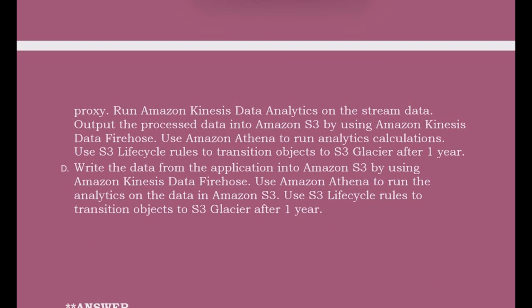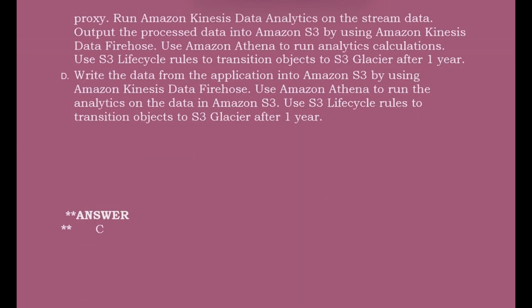Option D. Write the data from the application into Amazon S3 by using Amazon Kinesis Data Firehose. Use Amazon Athena to run the analytics on the data in Amazon S3. Use S3 lifecycle rules to transition objects to S3 Glacier after 1 year. Correct answer is option C.